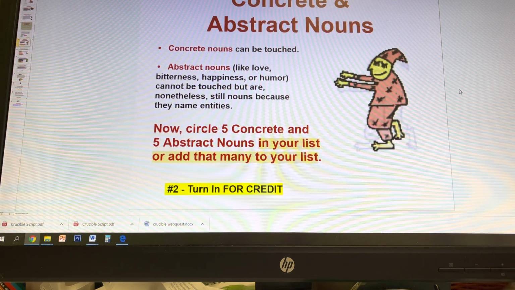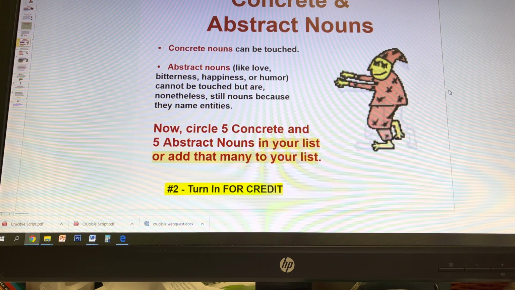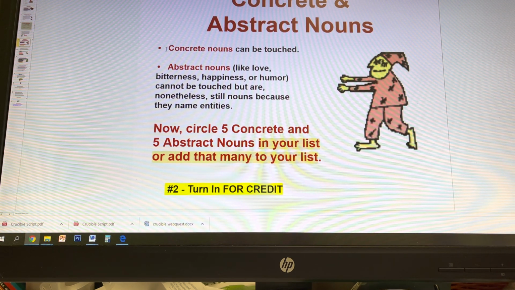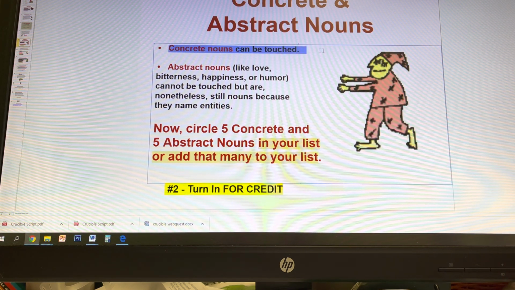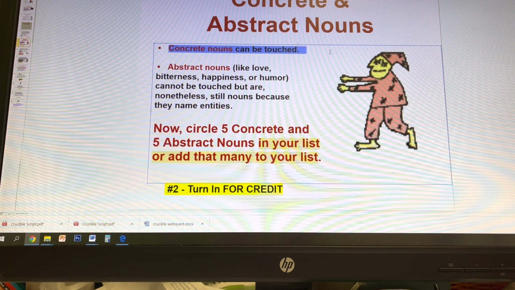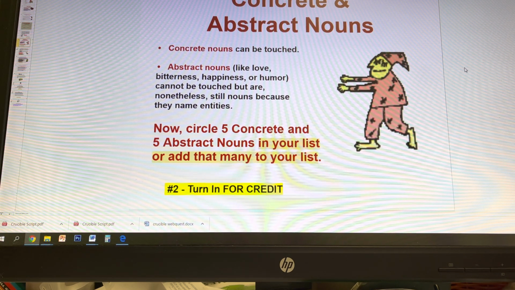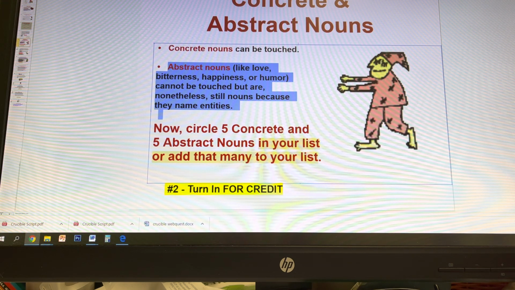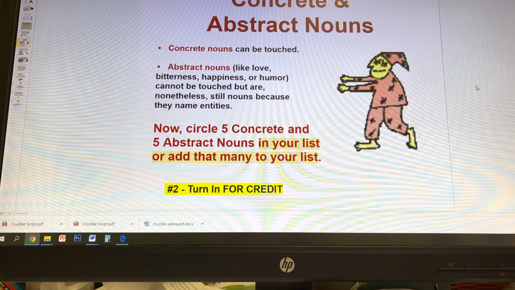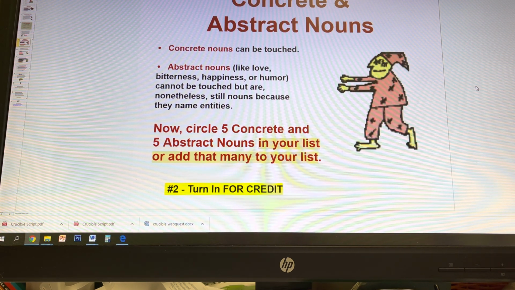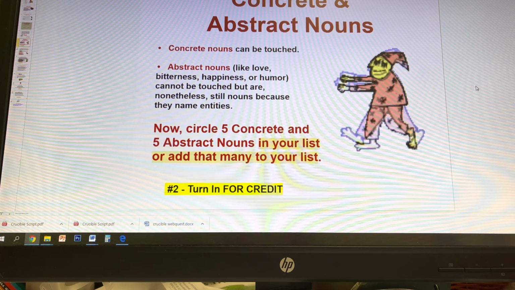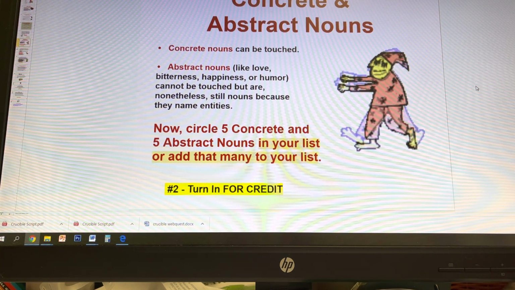All right, so now we're going to look at concrete and abstract nouns. Concrete nouns are nouns that can be touched. So anything that you can touch is a concrete noun, just like concrete. Abstract nouns, we kind of talked about that earlier because they are the things that third graders don't really understand. Love, bitterness, happiness, humor. There should be a lot of you out there who came up with one on your own, and maybe even more than one.